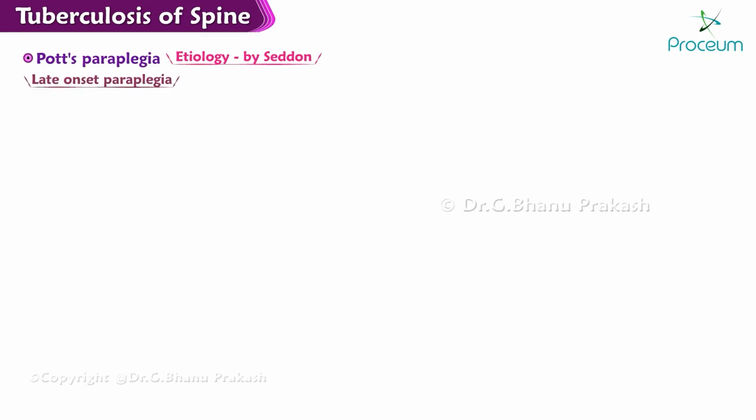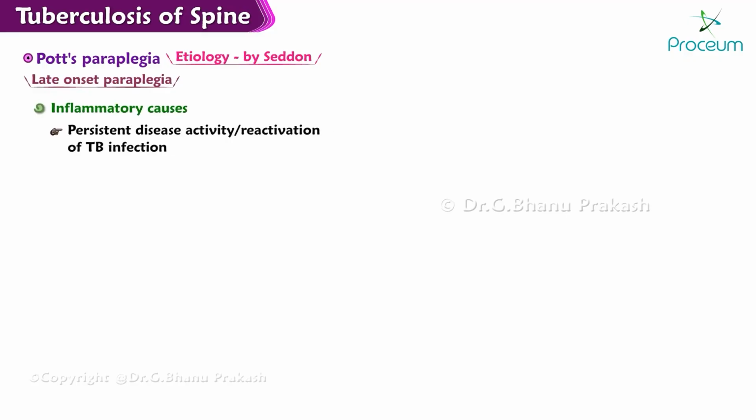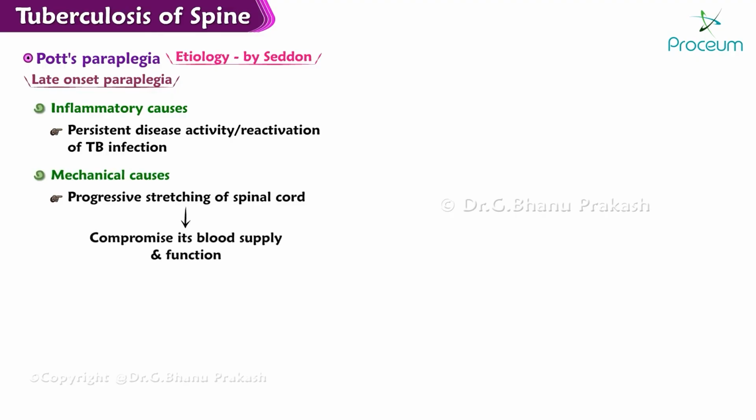Late onset paraplegia. Inflammatory causes. Paralysis may result from persistent disease activity or reactivation of the tuberculosis infection. Mechanical causes. Progressive stretching of the spinal cord over time can compromise its blood supply and function.